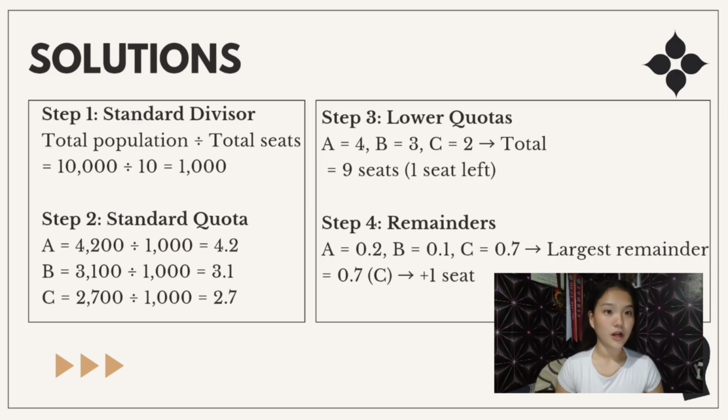And then for step 4, we will be finding the largest remainder. So from the standard quota, we go back to 4.2, 3.1, and 2.7. The points there are our remainders. So we put A 0.2, B 0.1, and C is 0.7. So the largest remainder is 0.7, which is equivalent to 1 seat. That is our solution.